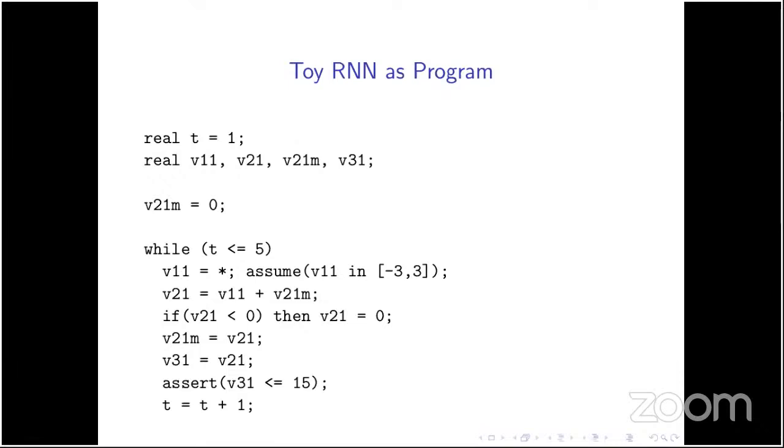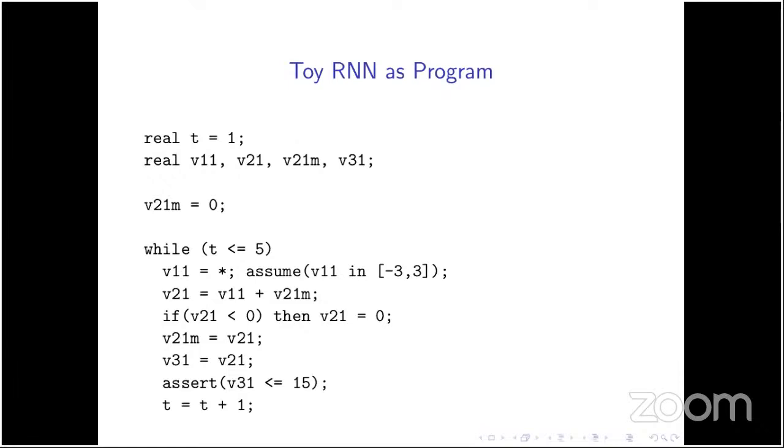Now for this one, if we want to prove that v21M is less than or equal to 3 times t minus 1, can you prove that this is an inductive invariant? I'm saying this as an exercise right now. Can you argue that this is an inductive invariant? Remember that there are two things that you need to check when you're checking whether something is an inductive invariant.